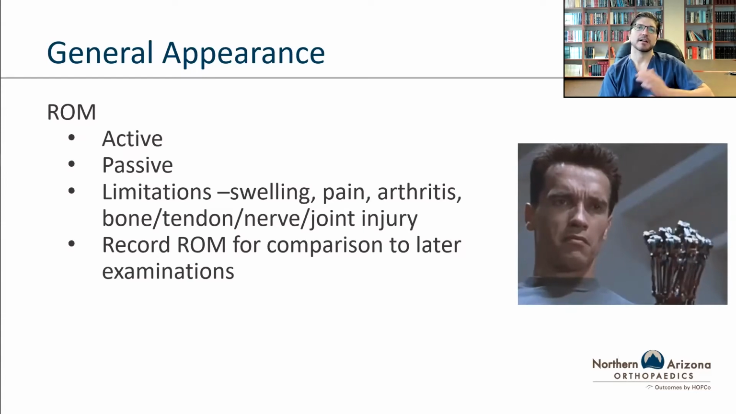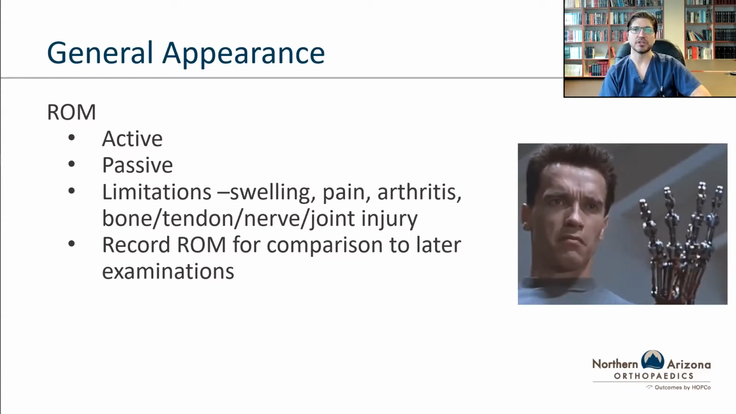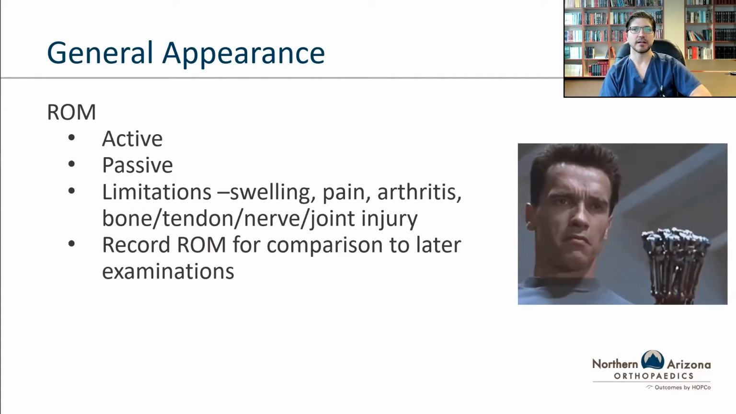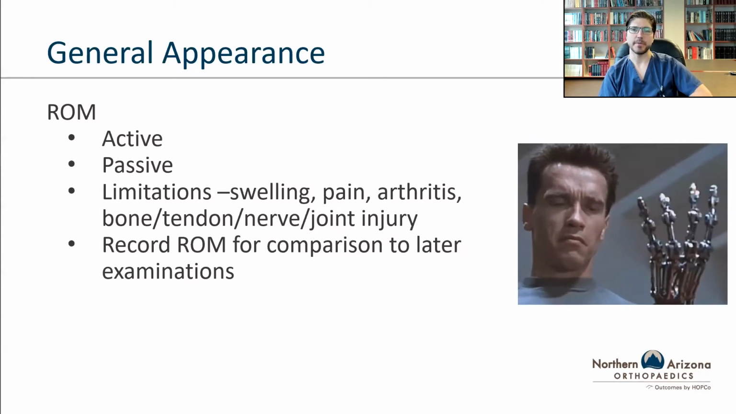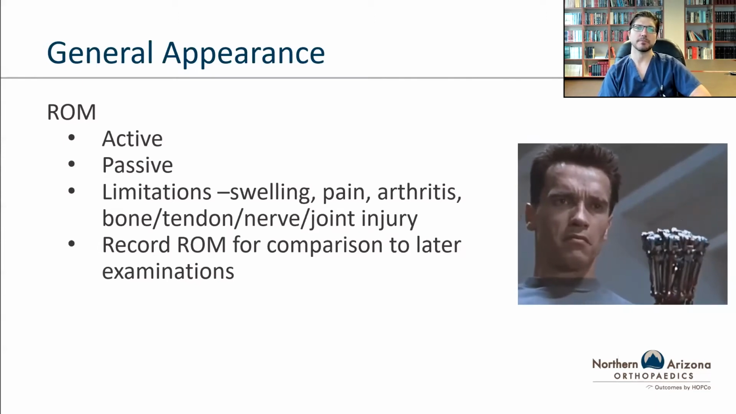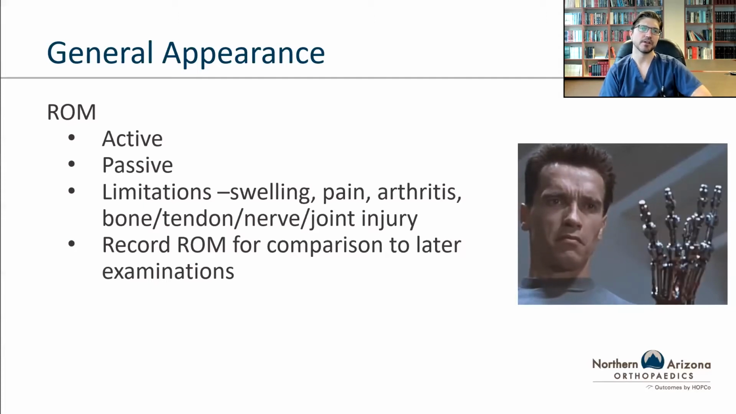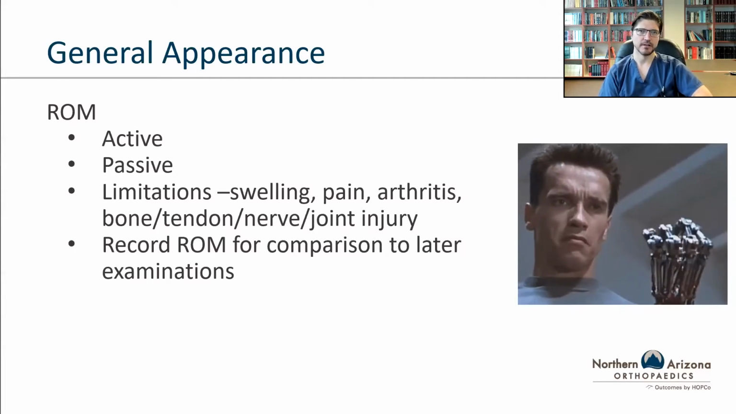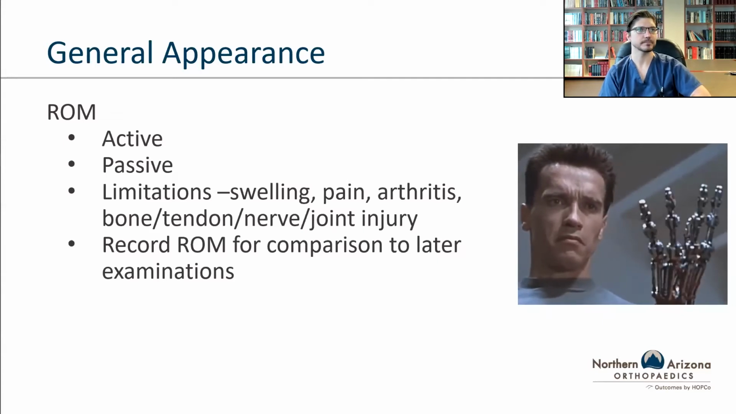Range of motion is also a critical part of the exam. We look at the active motion that you can do, the passive motion that is possible with each digit, as well as limitations. Is there pain? Is there swelling? Are there bone spurs or something like that that may be preventing full range of motion? And these are all recorded so that we can compare them later. Whether or not there's surgery or conservative treatment, we want to know that we get your function back to the best it could possibly be.